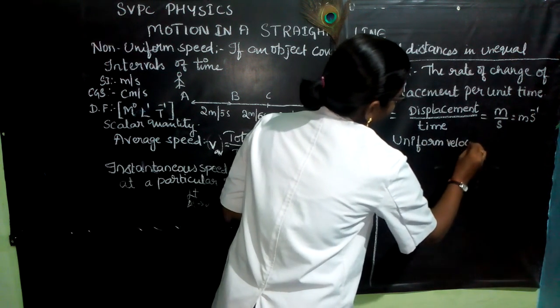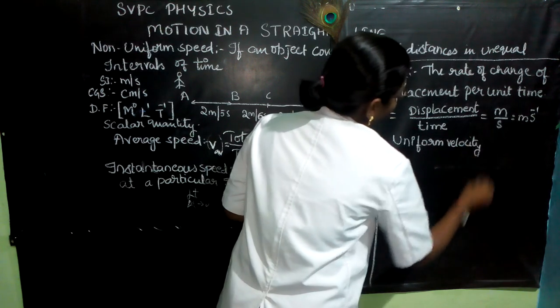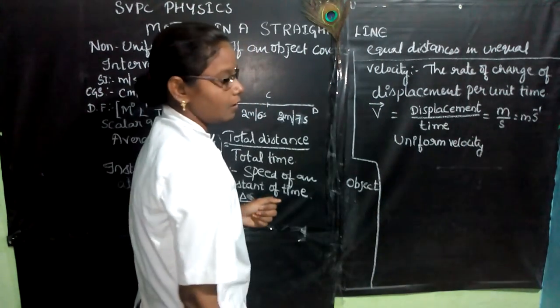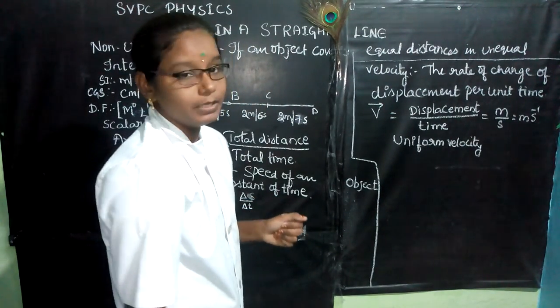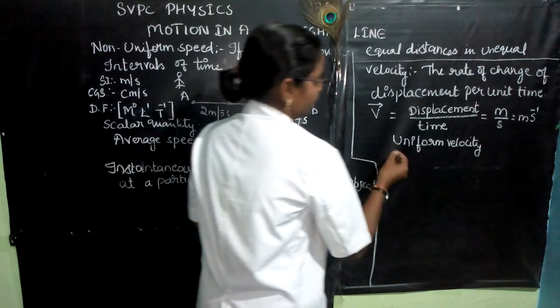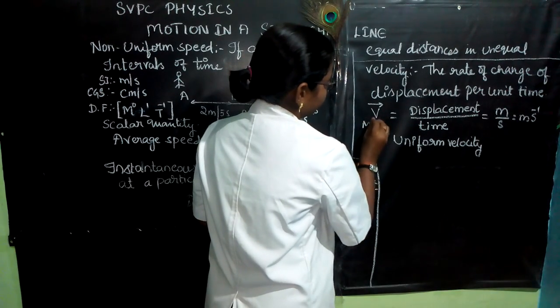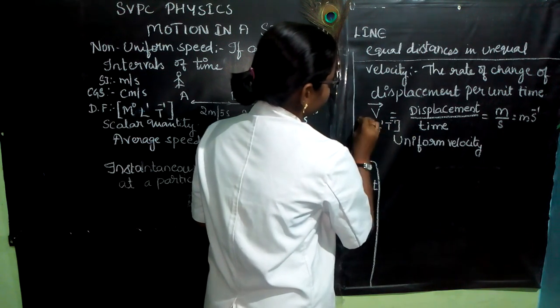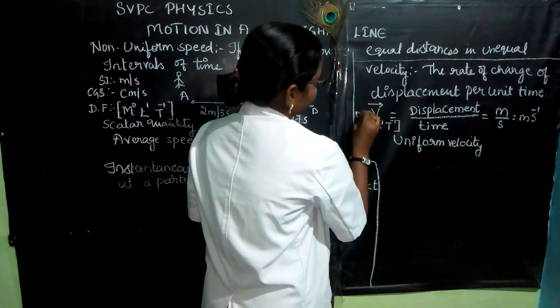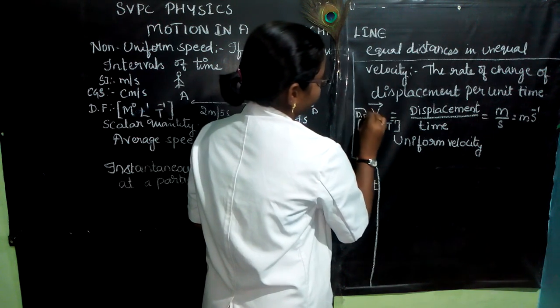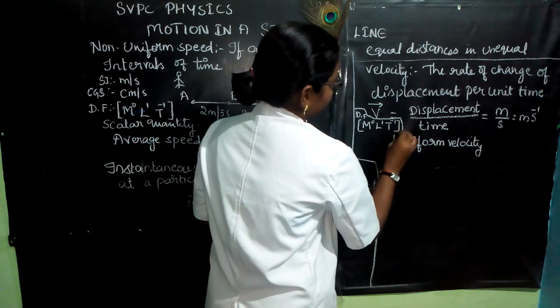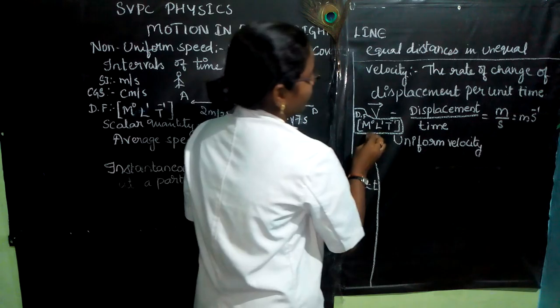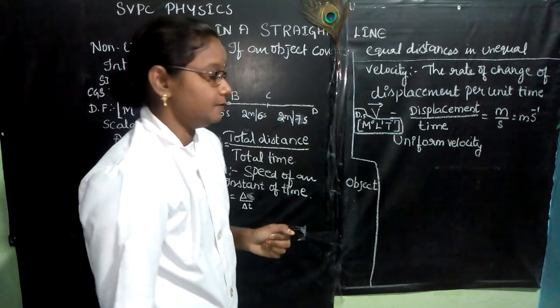What about the dimension? It is a vector quantity and its dimensions are m0 l1 t power minus 1. The dimension formula of V is m0 l1 t power minus 1.